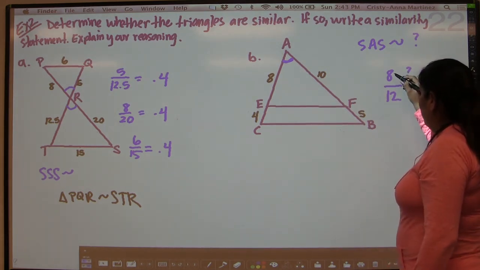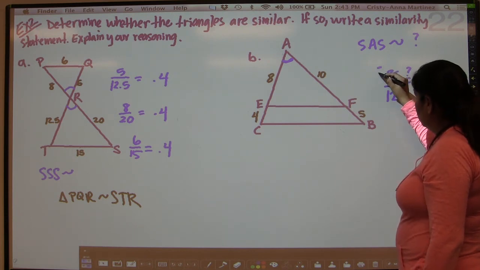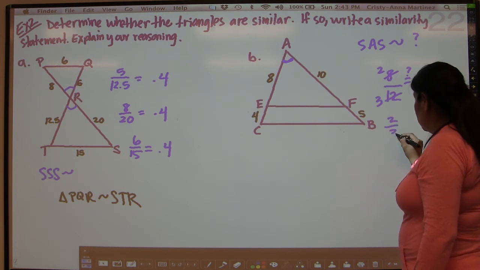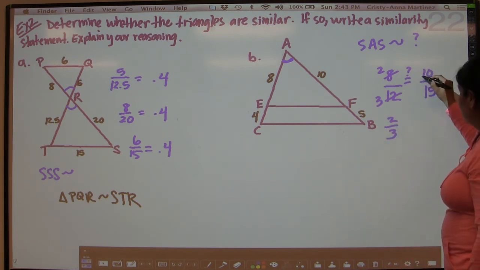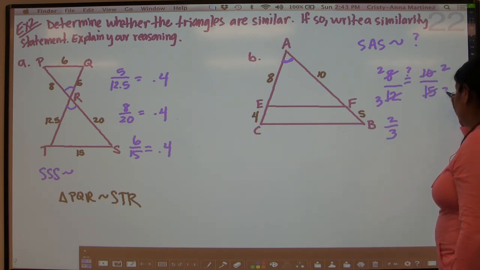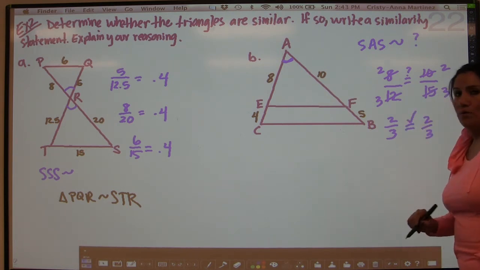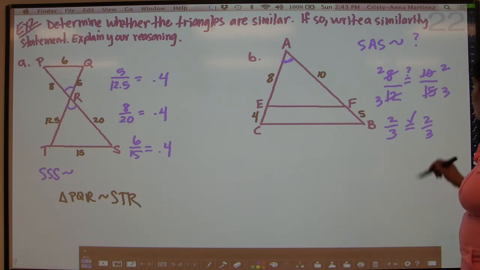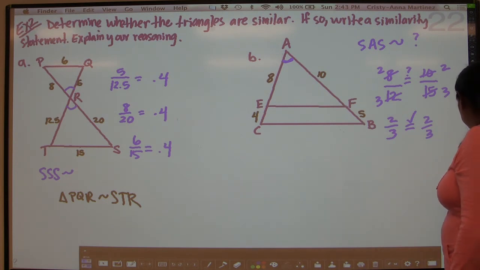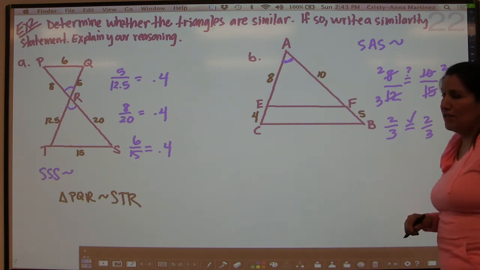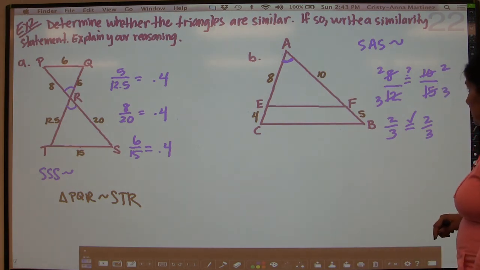And so 4 goes into 8 2 times, and 4 goes into 12 3 times, so we get a ratio of 2/3. And over here, 5 goes into 10 2 times, and 5 goes into 15 3 times, so again we get 2/3. And since they have the same ratio, then we can say now for sure that by the side angle side similarity, these two triangles are similar.